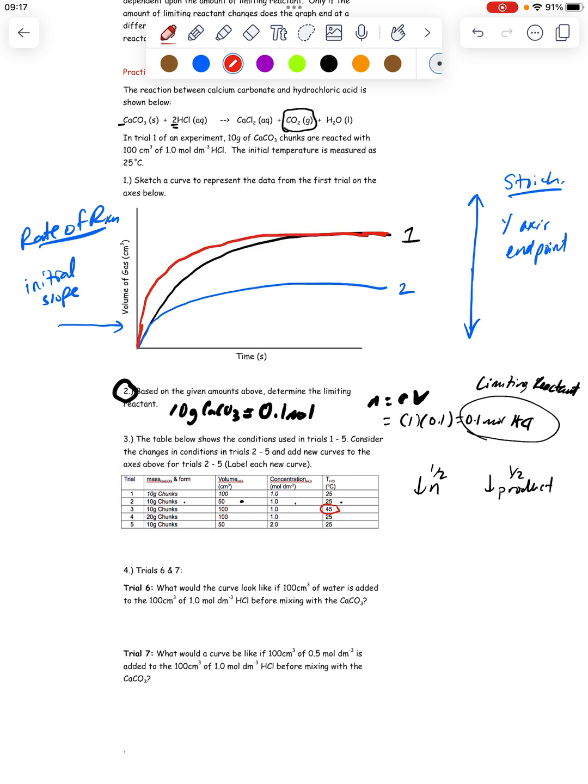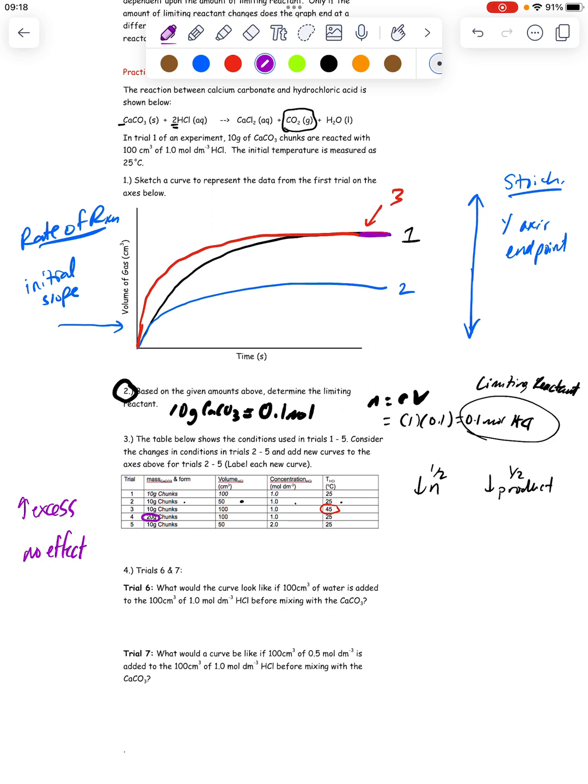Something like that. Okay, so that would be trial 3. Faster, same endpoint. Trial 4, it looks like we've increased the mass of the calcium carbonate. All other conditions are the same as the first trial. Now, calcium carbonate is in excess, so if I increase the excess, there's no effect. So it still needs to end at the same place as in trial number 1. So that's kind of a trick that they'll try to throw at you.